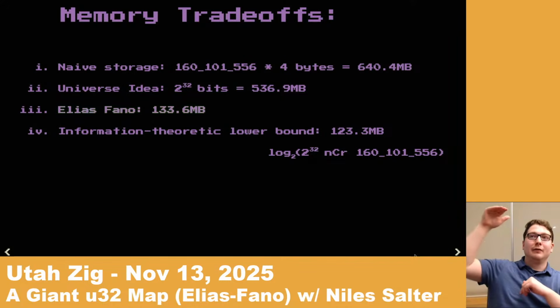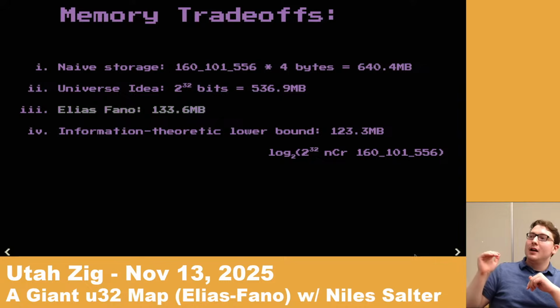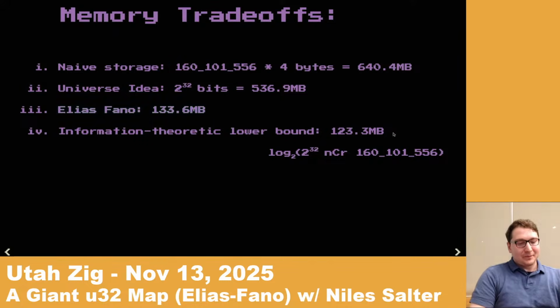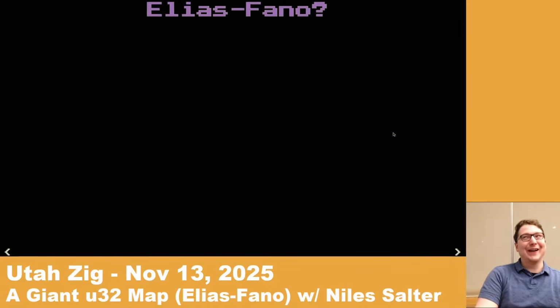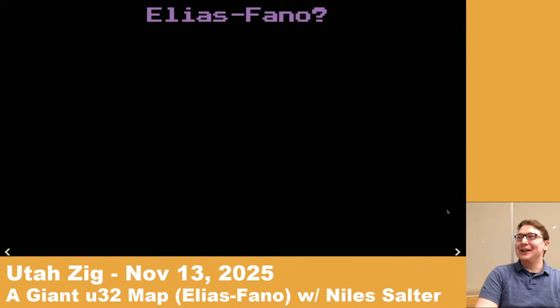You can imagine if we enumerated all possible data sets and then we have an index into each possible data set, the number of bits that that integer would be 123.3 megabytes. So that's how I got that number, which is pretty cool. We're within 10 megabytes of the information theoretic lower bound, which is pretty cool. Why can't we get right to it? I'm sorry. It would be computationally very hard to do that.